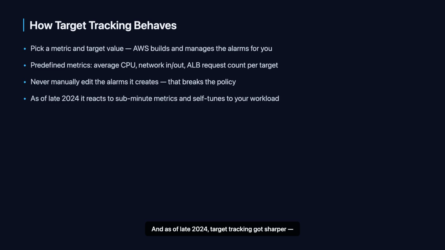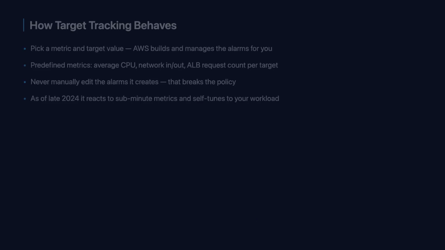And as of late 2024, target tracking got sharper. It can now react to sub-minute metrics down to 10-second resolution, and it self-tunes its responsiveness to your workload's own history. That makes it an even stronger default for load that varies unpredictably.